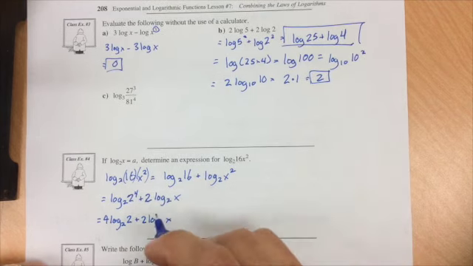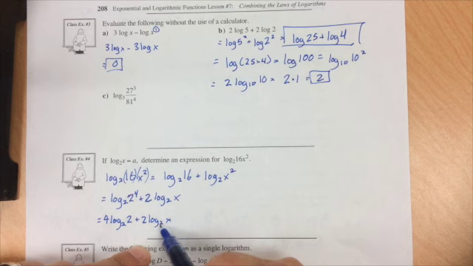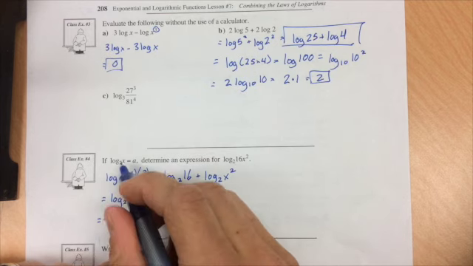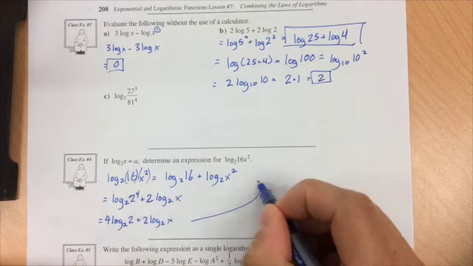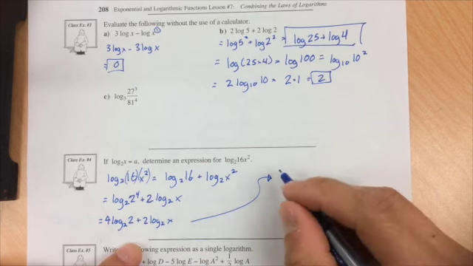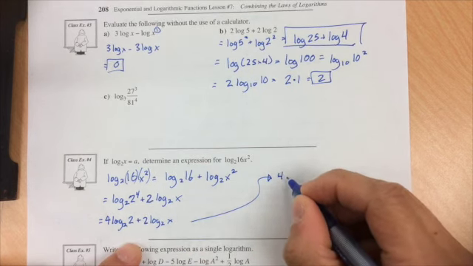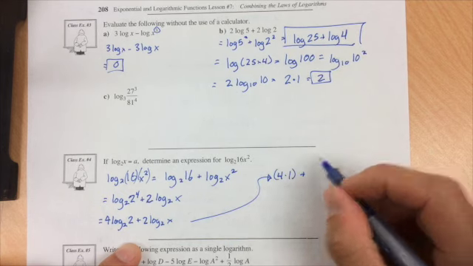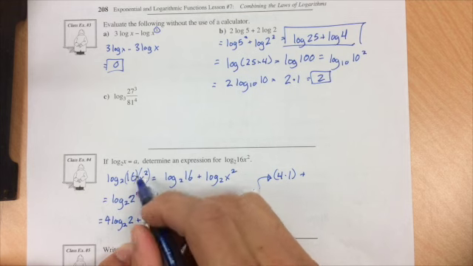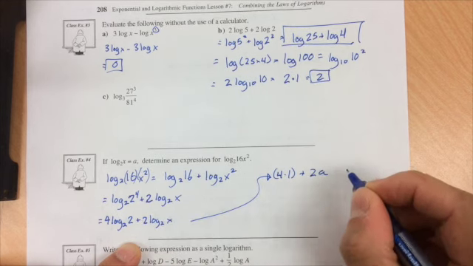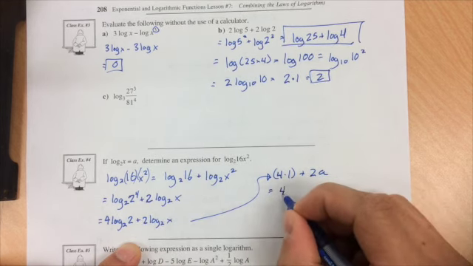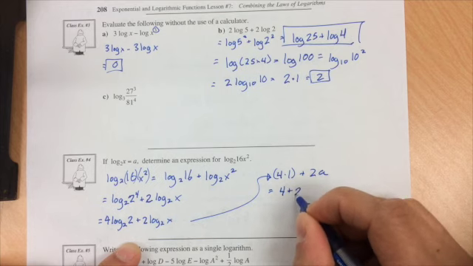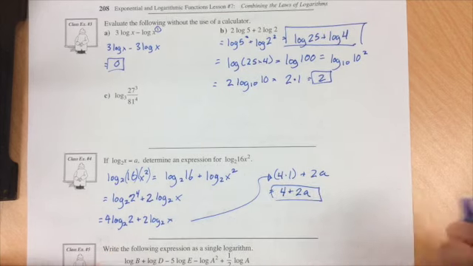Now, remember that if I have log 2 of 2, that's the same thing as just 1. And I know that log 2 of x is equal to a, because that's what the question initially told me. So I'm going to be left with 4 times 1 plus 2 log 2 of x, which was equal to a, so 2a. And I'm going to be left with 4 plus 2a as a final answer.